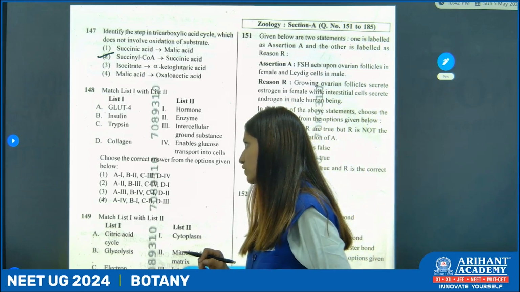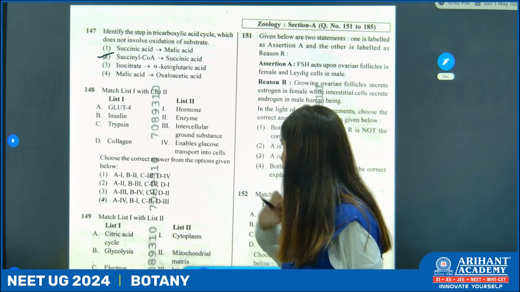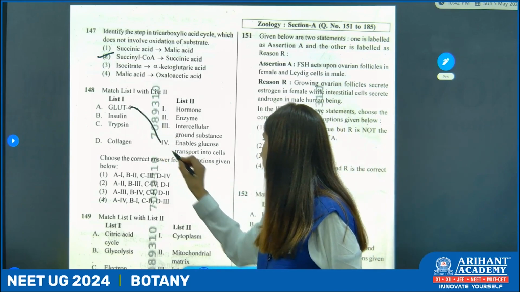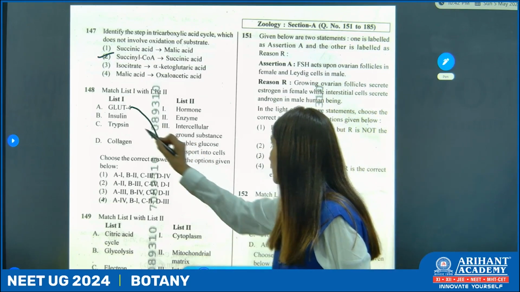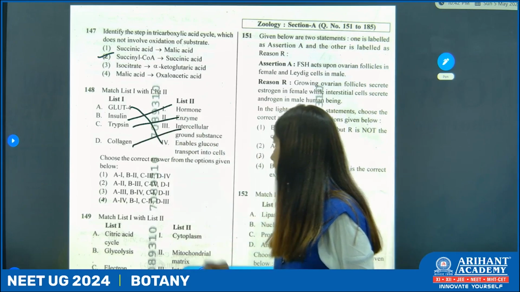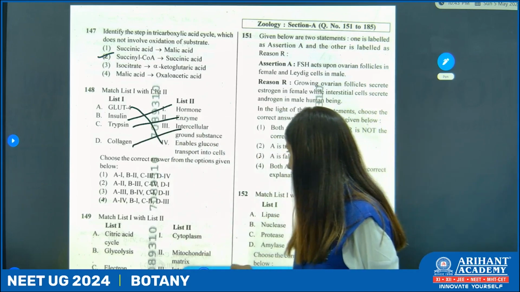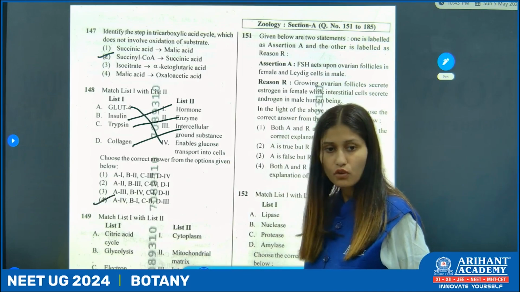Match list 1 with list 2. Okay, so GLUT4, what would it be? GLUT4 is for the glucose transport into the cells, and then insulin is a hormone, trypsin is an enzyme, collagen is intercellular ground substance. So this is the way you are supposed to match, and the answer is the 4th option.